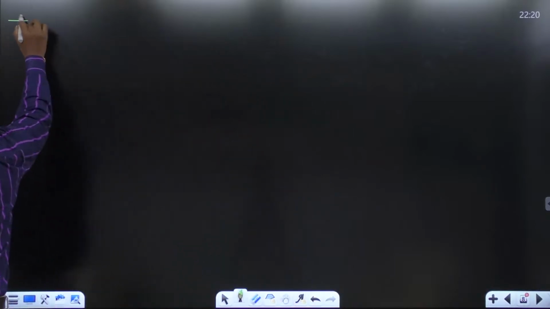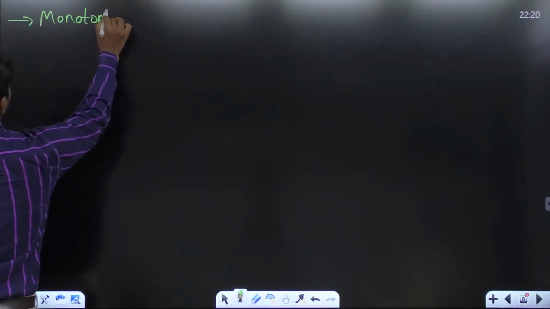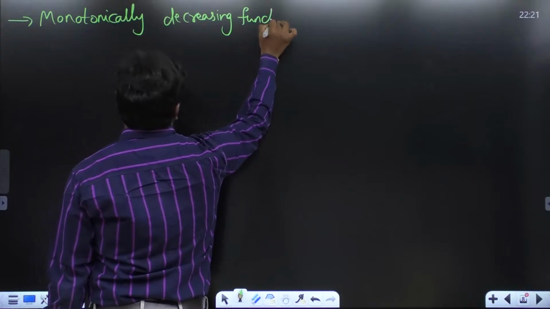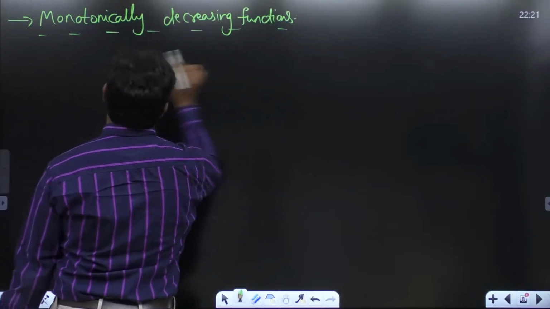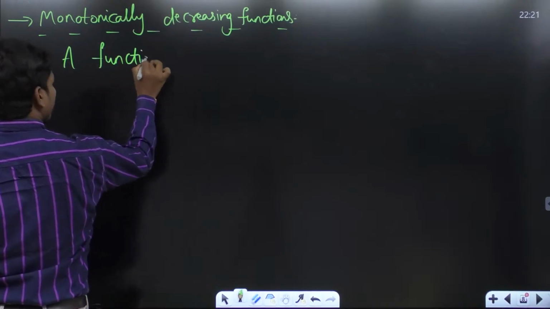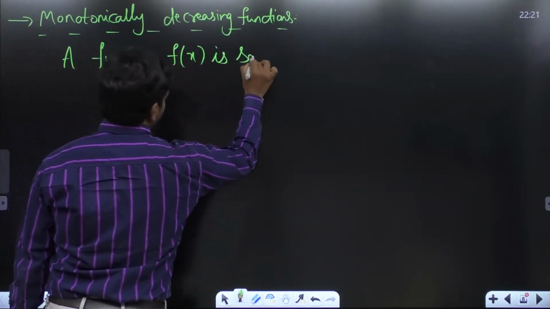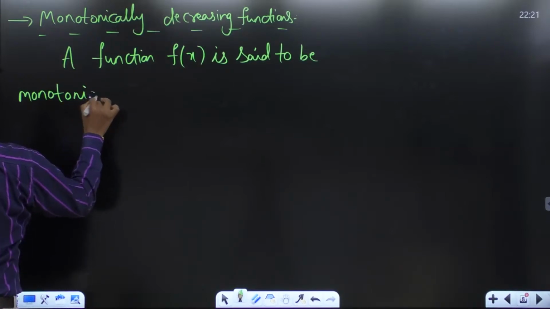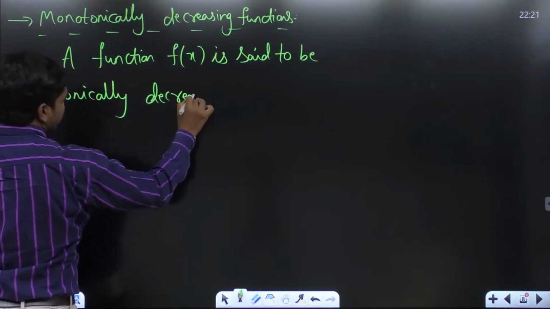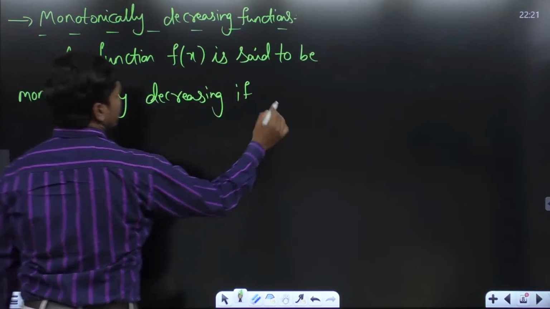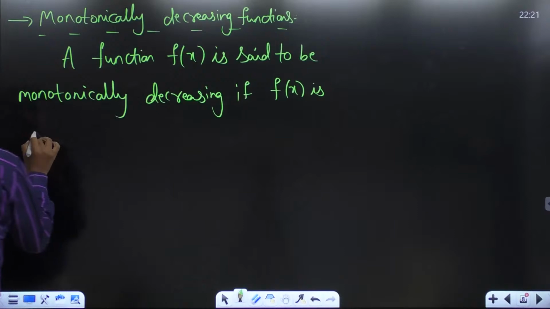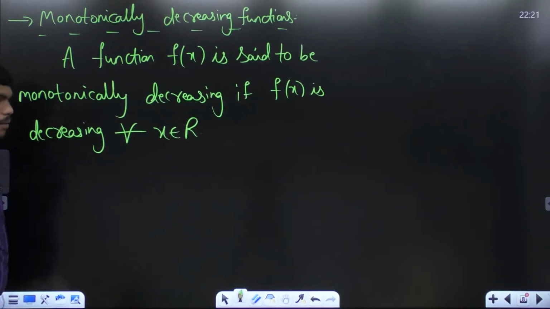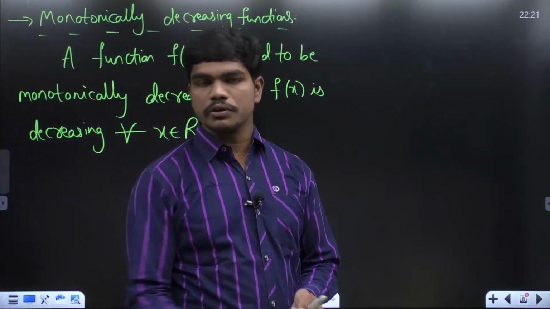So if you talk about monotonically decreasing functions, a function f of x is said to be monotonically decreasing if f of x is decreasing for all x belongs to R. For all x belongs to R means on the complete real number plane, if you keep on increasing the value of x, your f of x keeps on decreasing.